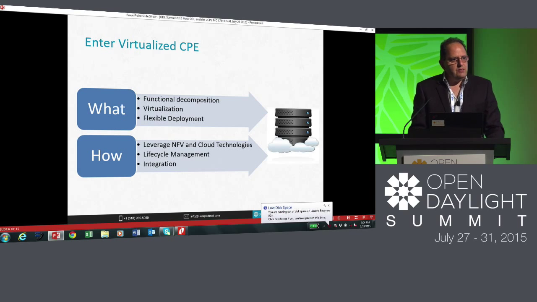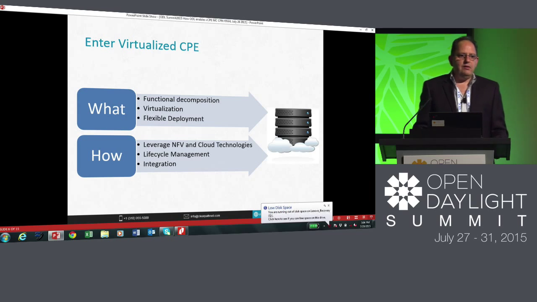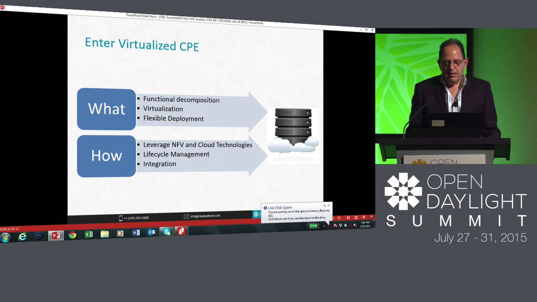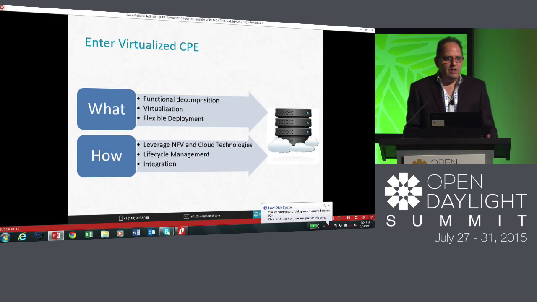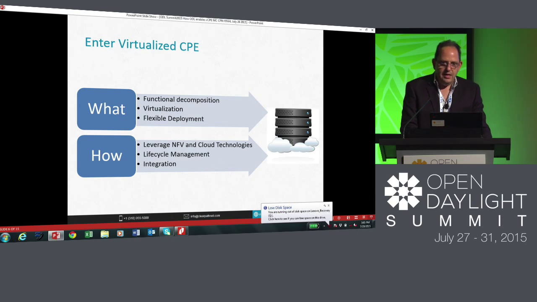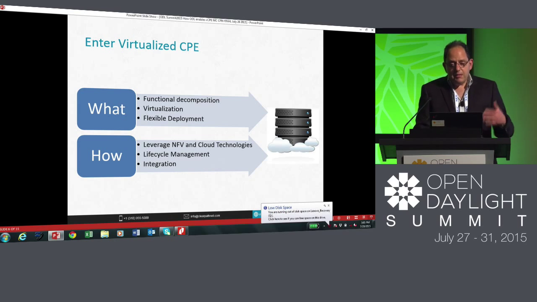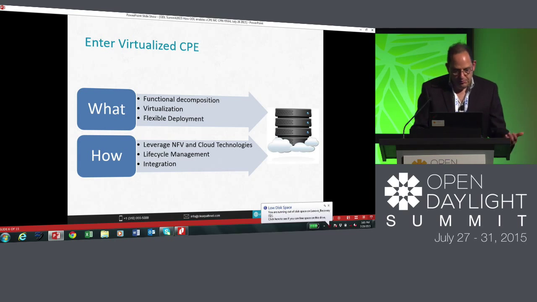Some of the other aspects of virtualized CPE get into lifecycle management. That's another fundamental requirement, which is the ability to deal with and automate the overall lifecycle of those services, of those virtualized functions that are going to comprise that network service. And then to be able to integrate into the broader architecture framework that is guiding the development of virtualized CPE and its deployment for that matter.